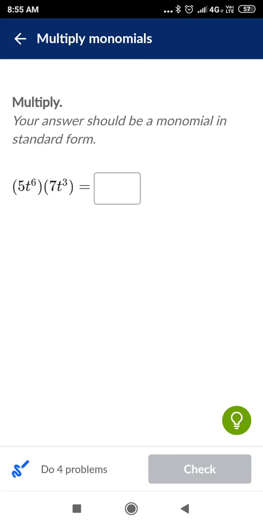So here we have two monomials, 5t to the power 6 and 7t to the power 3. And in each of these monomials there is no plus or minus. Now we are required to multiply these monomials.